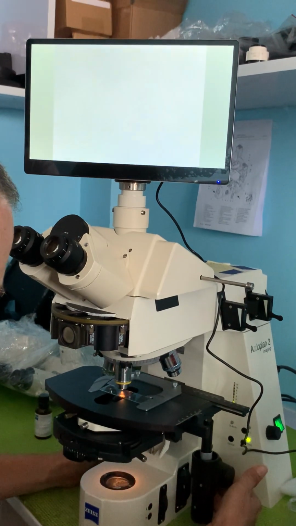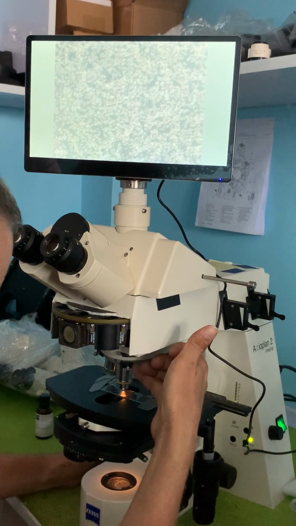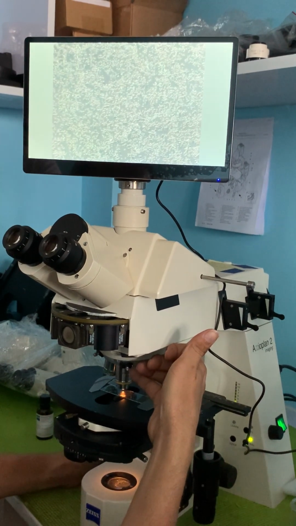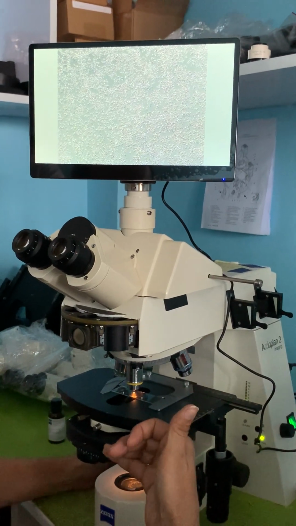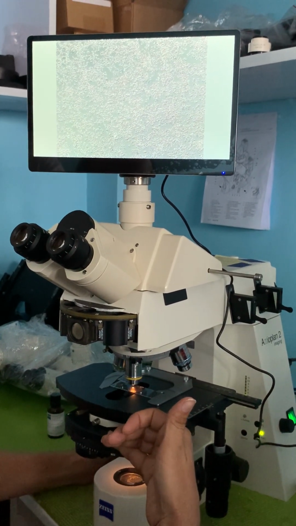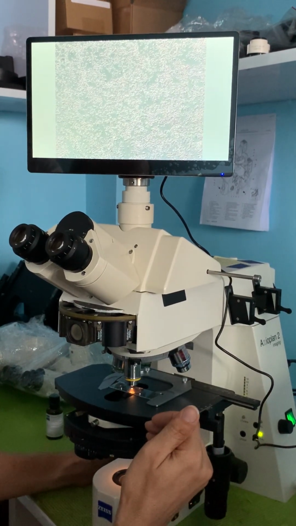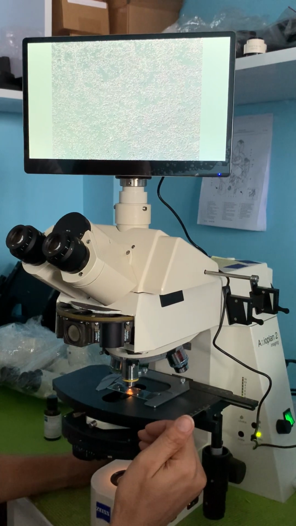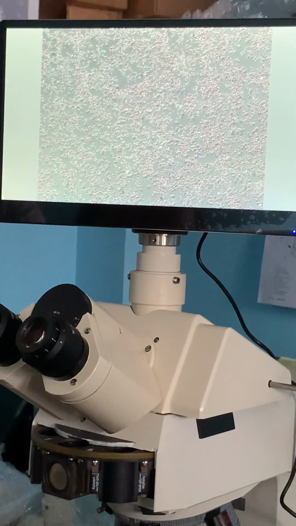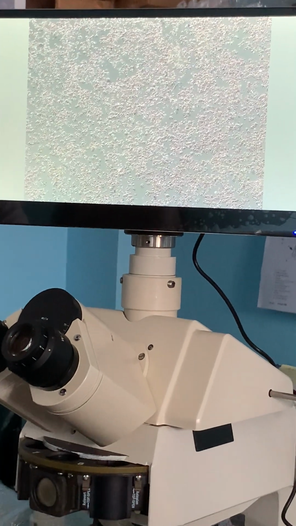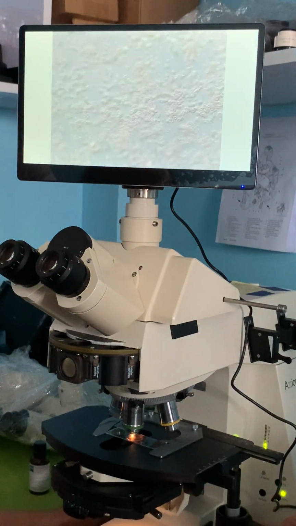This is a Plan-Neofluar 10 power Zeiss objective with the Zeiss DIC prism. Everything else is the same. We have a prism inside the condenser. Now if we look at this, these red blood cells under the 10 power, they're hard to see. They're very tiny on the image. So it does help to have a higher power magnification, as we can see, for live blood. The 10 power is just not enough. Let's go back to the 20 power.